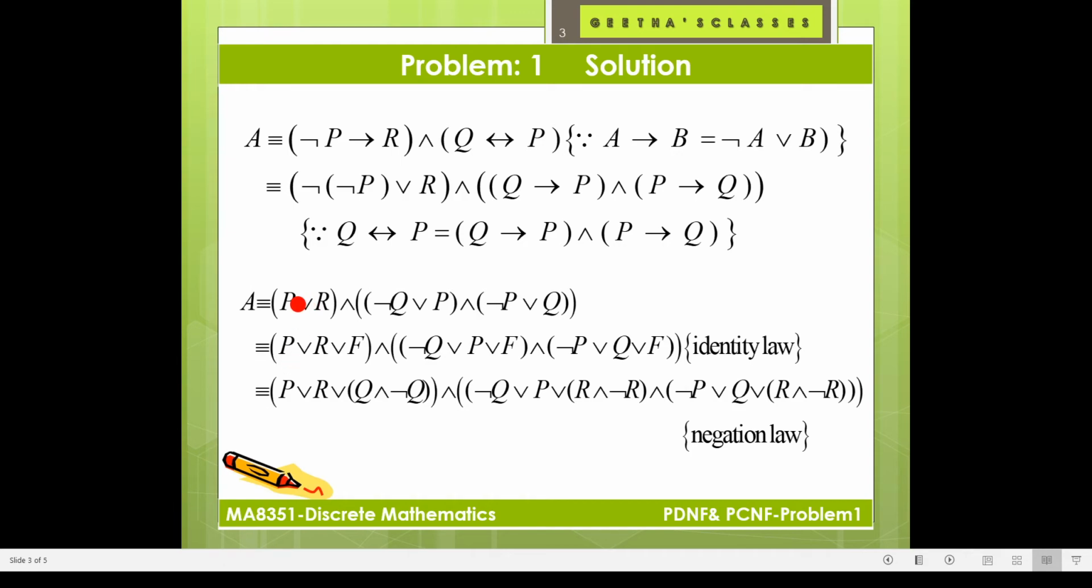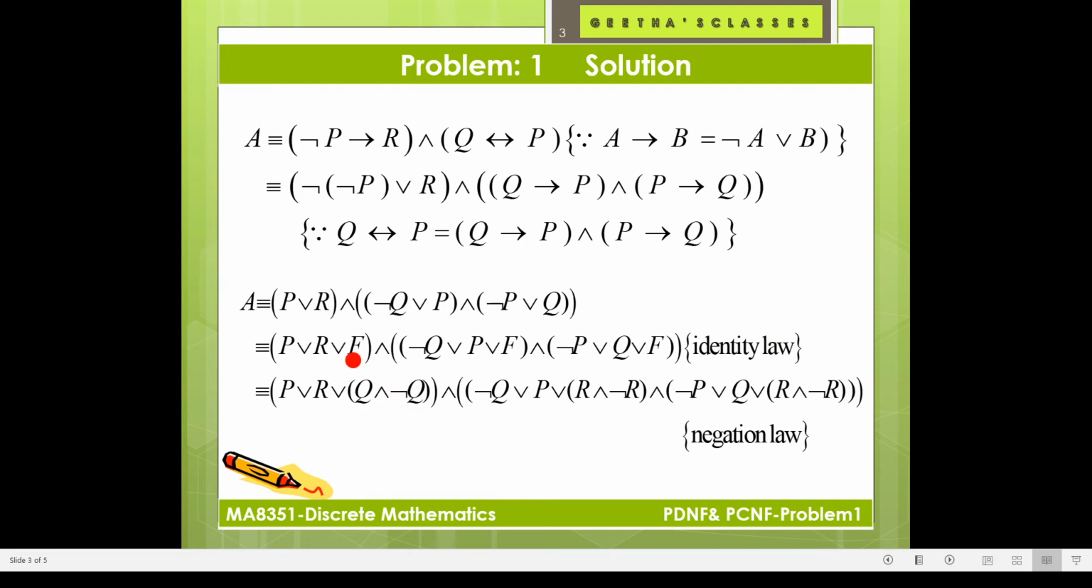So here P or R, or you take the missing factor F. In the second term, you write and as it is. In the second term, which is the missing factor? R is the missing factor. So for that R, you introduce R or F, right? So in the last term also R is missing. So we are introducing one more F. This is by identity law. Okay, so introduction of one truth value, that is by identity law.